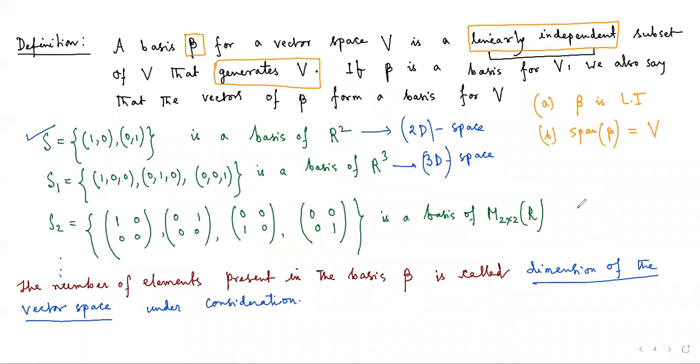Here in this particular case, the dimension of M2x2(R) is equal to 4, because 4 elements are present. Understood? Yes, sir. So this is the meaning of dimension.